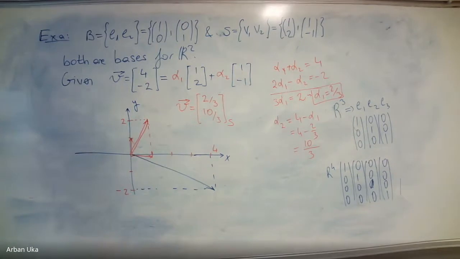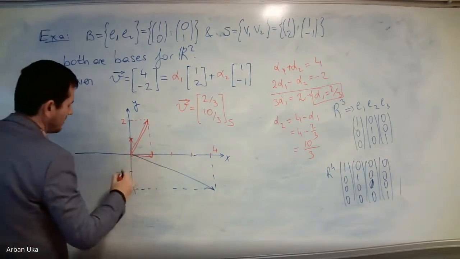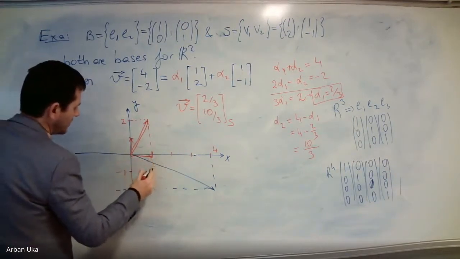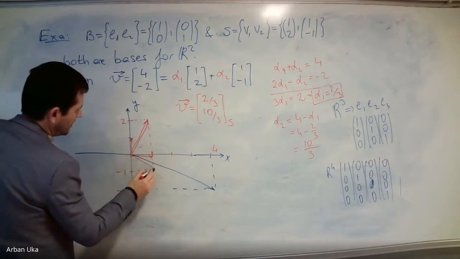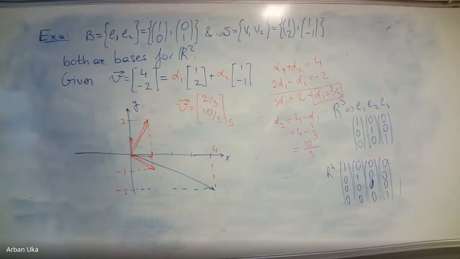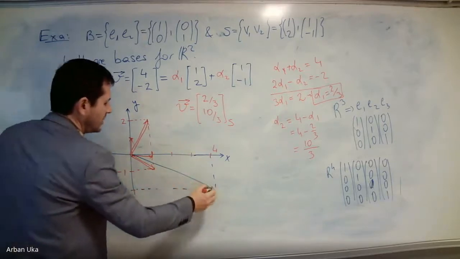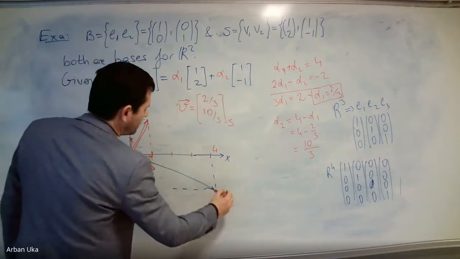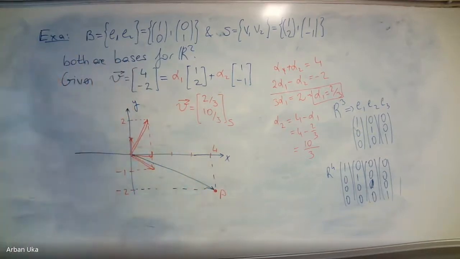And we have also 1, minus 1. This is 1, minus 1 here. So we have another vector, which is going to be a double line, which looks like this. And then, apparently, the projection of this vector V, which is shown here in blue, this specific point P.